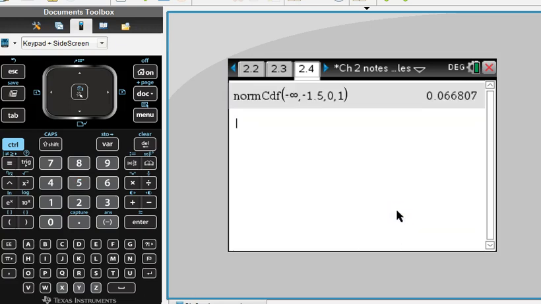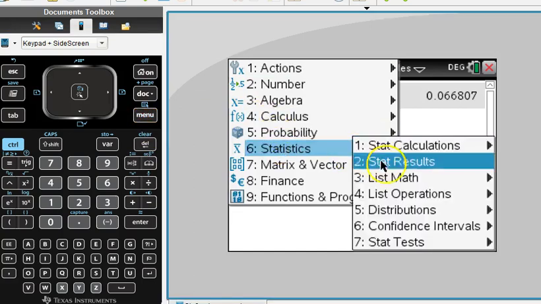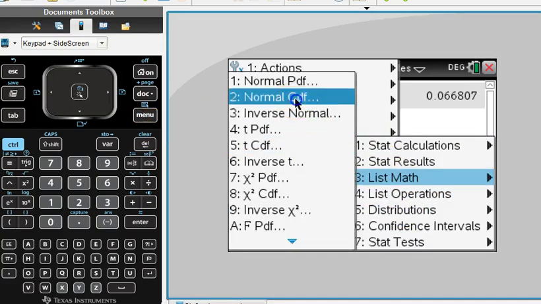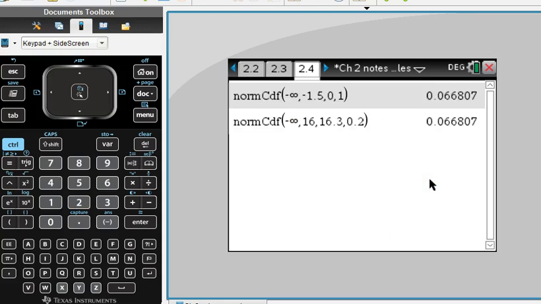Or, and this is where you might like this better, statistics, number 5, 2. I could say go from negative infinity to 16. So my right bound is actually 16, but that only works if I'm dealing with the original mean and standard deviation, which is 16.3 and 0.2. So if I use the original mean and standard deviation and the x value instead of the z value, same thing.